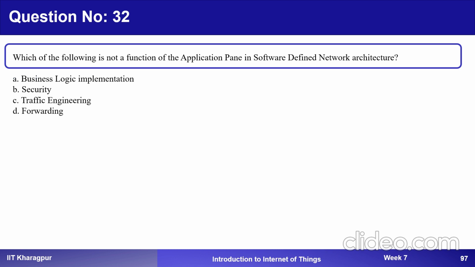Next question is, which of the following is not a function of the application plane in software defined network architecture? Options are business logic implementation, security, traffic engineering, forwarding. Option D, forwarding. Yes, option D is correct.